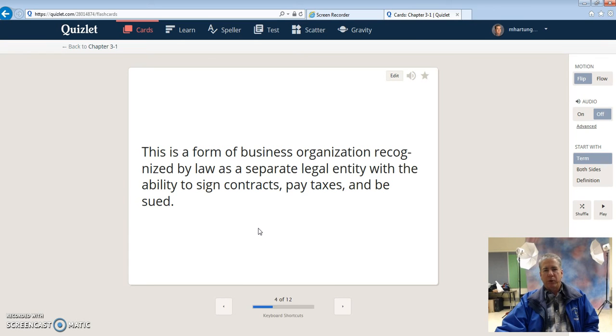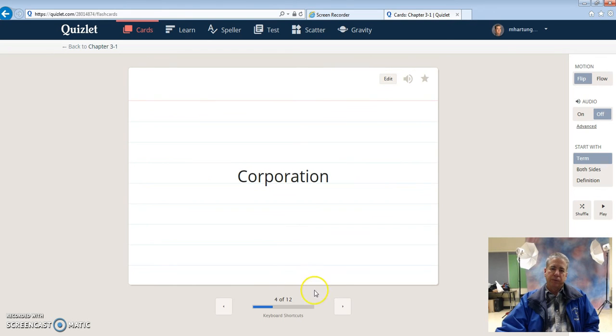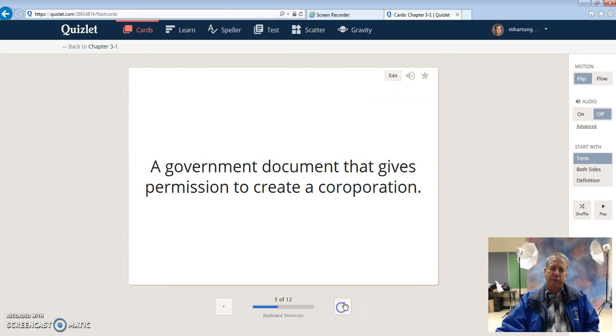For example, Ford Motor Corporation, essentially, as far as the government's concerned, is a person, and the name of that person is Ford Motor Corporation. And so the ownership of that corporation is separate from that legal entity, and that ownership consists of stock ownership. And so stockholders actually are the owners of the corporation, and the corporation is separate from those owners. Corporation. One of the greatest inventions of all time. We'll talk more about that a little bit later.